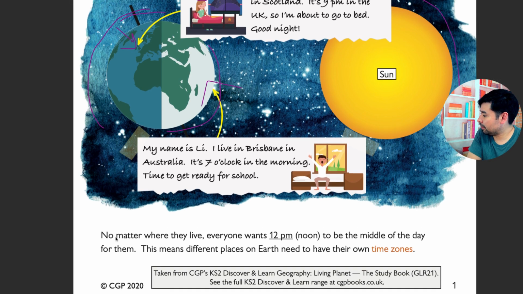This part I have already read, so let's go down here. No matter where they live, everyone wants 12 p.m. noon to be the middle of the day for them. This means different places on Earth need to have their own time zones. Okay? So, did you understand this sentence?